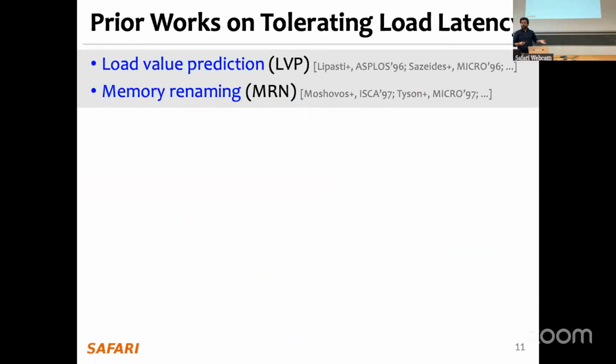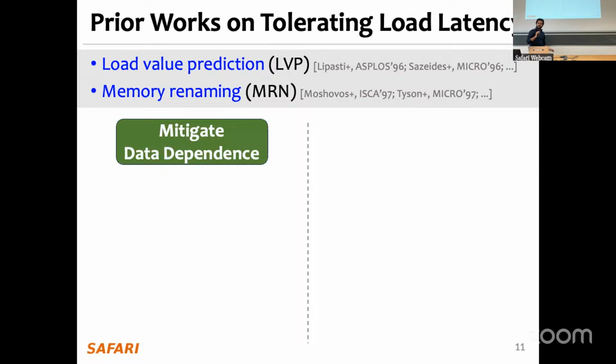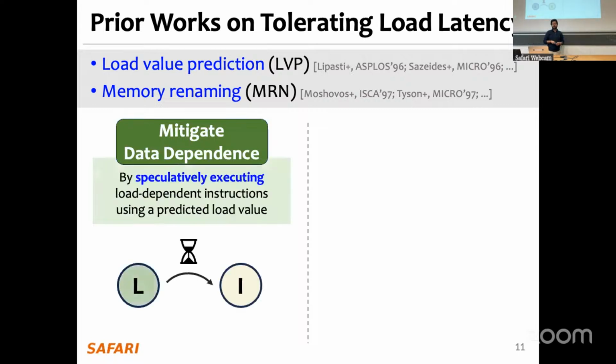Now, we have a lot of works stemming from the early 1990s that try to tolerate long load execution latency. These are the two broader categories of works: load value prediction and memory renaming. They fundamentally mitigate the load data dependence by speculatively executing the load instruction using a predicted load value. That means you can now execute the data-dependent instructions without stalling for the load. Once the load completes, you can verify whether your prediction was correct or not.